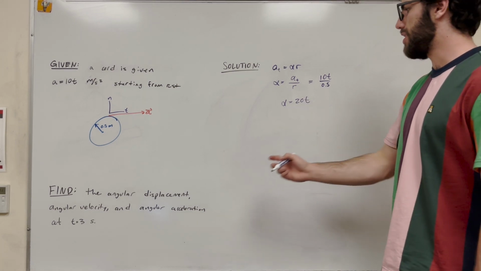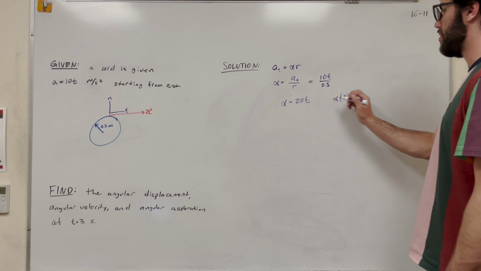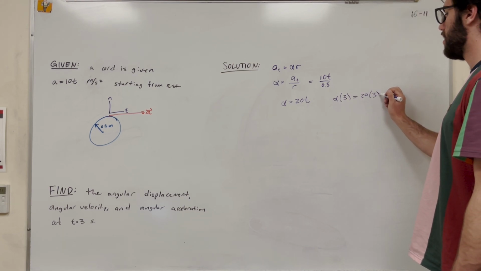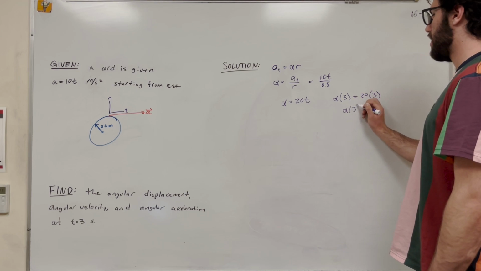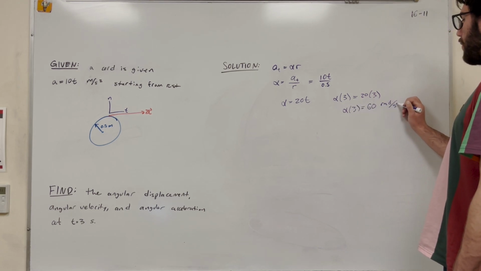Now we can find it at 3 seconds by plugging in 3. Angular acceleration at 3 is equal to 20 times 3, and we find that angular acceleration at 3 seconds is equal to 60 radians per second squared.